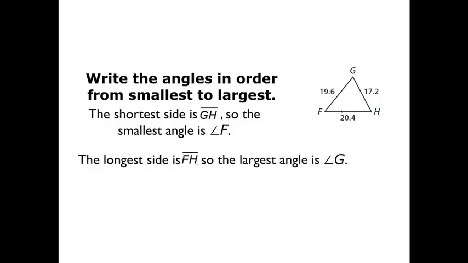Then I want the largest side. Well, I notice that FH is my largest side, measuring 20.4. Well, opposite that is angle G. So angle G has to be my largest angle. So I now know that angle F is my shortest and angle G is my longest, which means H has to be the middle. And as you see, in terms of side lengths, 19.6 is bigger than 17.2, but smaller than 20.4. So it's the middle side, so opposite H is the middle angle. So in order, I'm going to have angle F the smallest, angle H the middle, angle G is the biggest.